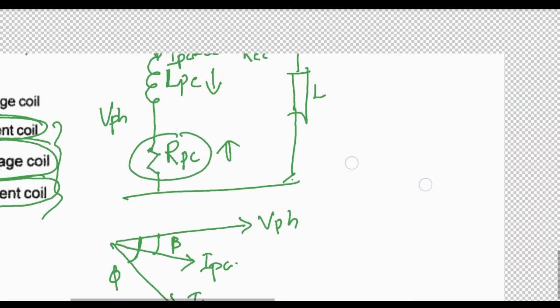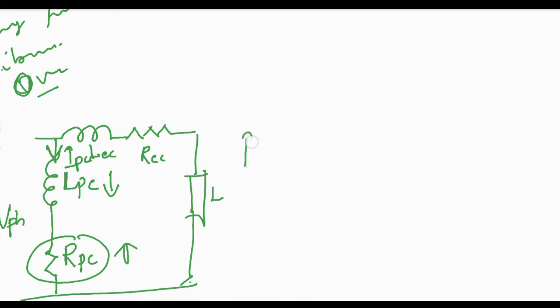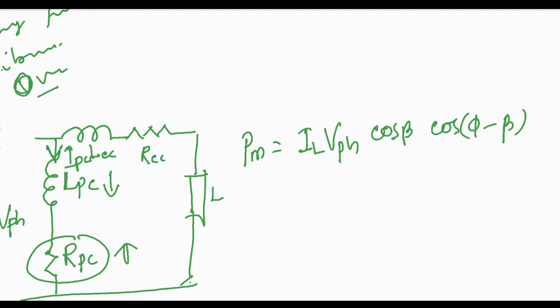So what will be the power measurement? The measured power value PM will be different, that is IL, the load current, into V phase, cos beta into cos phi minus beta. What should be the power reading? The correct power reading is V phase IL cos phi, that should be the reading. But what is the reading now? There should be cos phi only, but here it is cos phi minus beta.